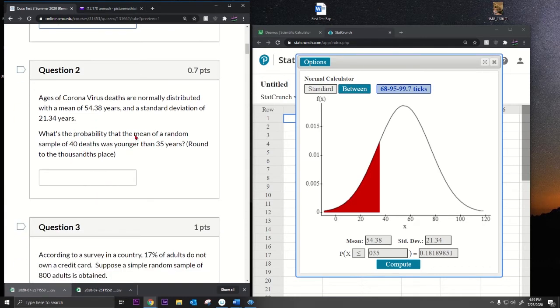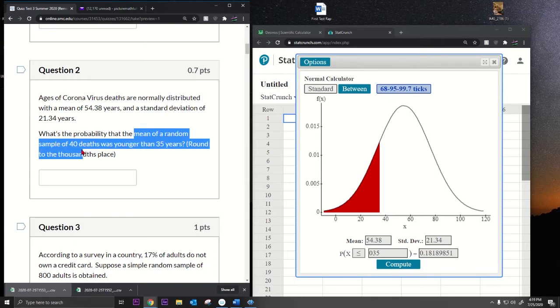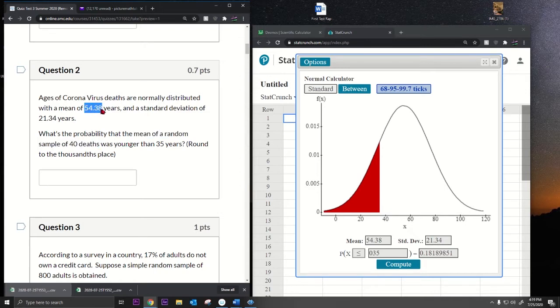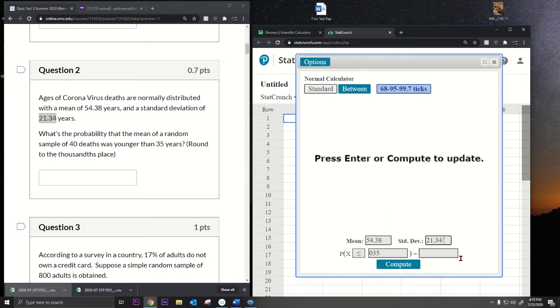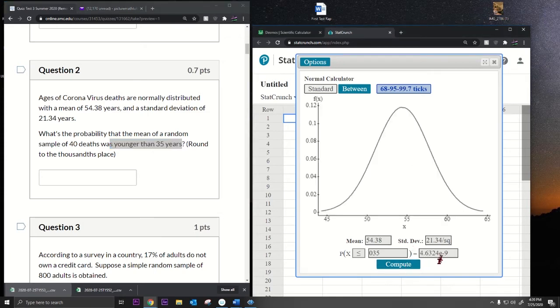It does say that it's a mean of a random sample of 40 deaths, so we need a sampling distribution on this one. So we have a sampling distribution that has a specific mean. That's actually, the mean is going to be the same as the population mean, but the standard deviation is going to change. You're actually going to divide the standard deviation by the square root of 40. I think the sample size is 40, right? So yeah, the standard deviation changes. We call that the standard error. So that's it. I mean, everything's set up. We're still going younger than 35 years, so we press compute and we get that.